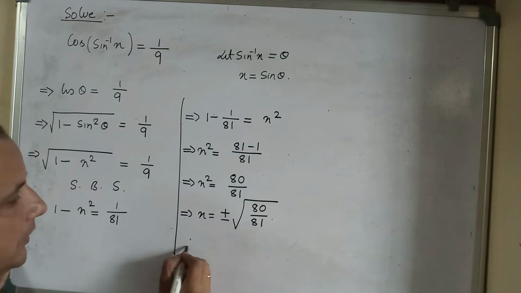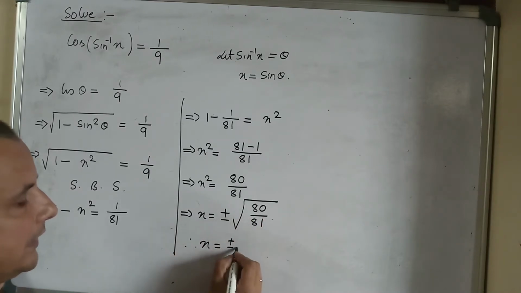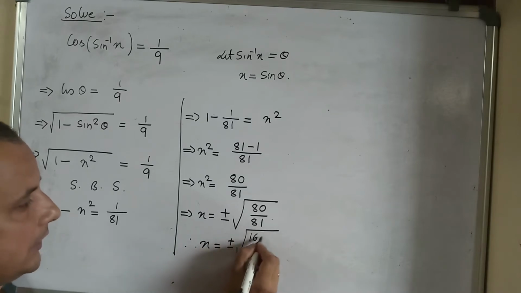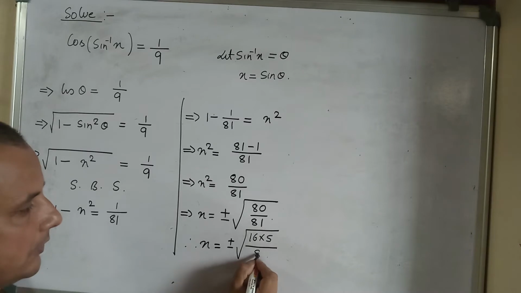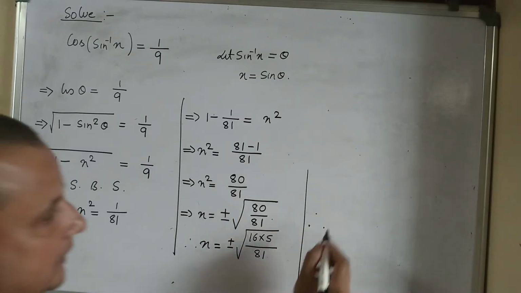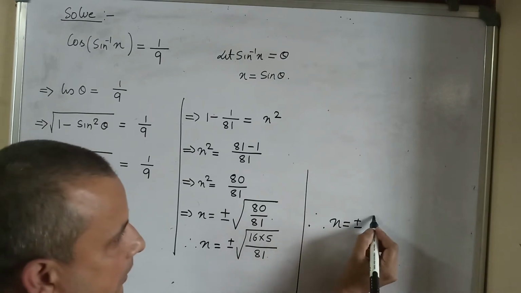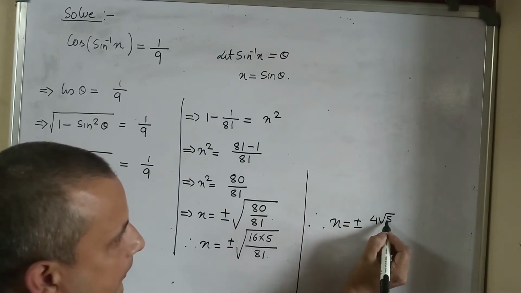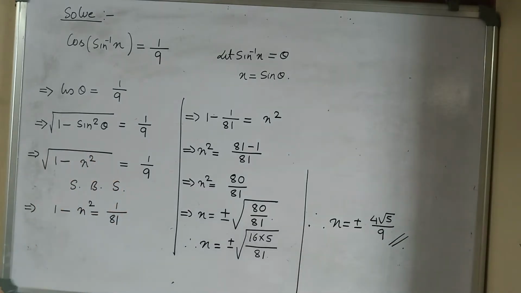Or x equals plus minus under root 80 over 81. Therefore x equals plus minus, 80 we can write as 16 into 5, and 81 is 9 square. Therefore the value of x equals plus minus, root 16 is 4, so 4 root 5 by 9. This is the required answer.